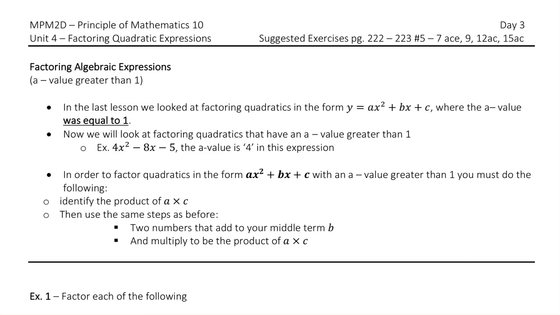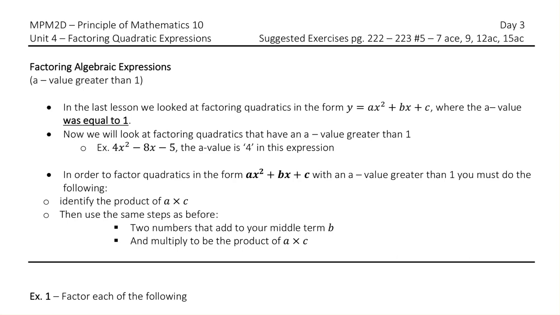That was day one. Day two we looked at identifying those two magic numbers, or the factors, that would multiply to our C value and add to our B value, in order to use decomposition as a factoring style and factor the quadratic. Today we're going to continue in that with a little bit more complicated problems.